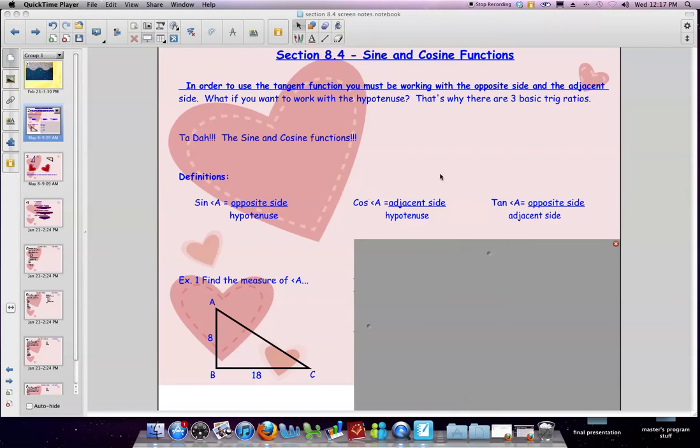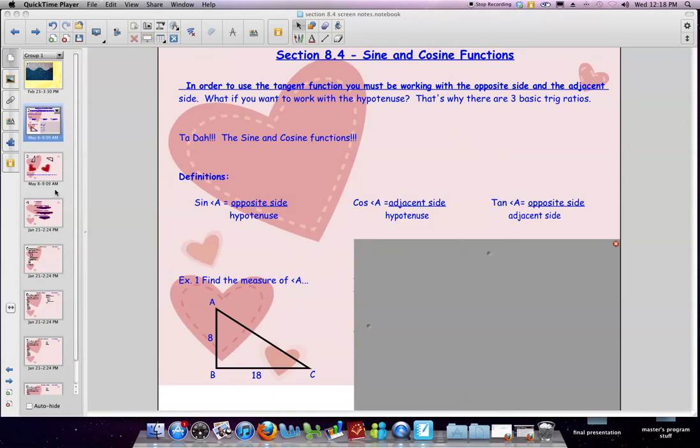For the calculator, make sure you have a scientific calculator that has the sine, cosine, and tangent buttons on it. Also make sure that your calculator is in degree mode. You cannot complete this assignment if your calculator is in radian mode. It has to be in degree mode.